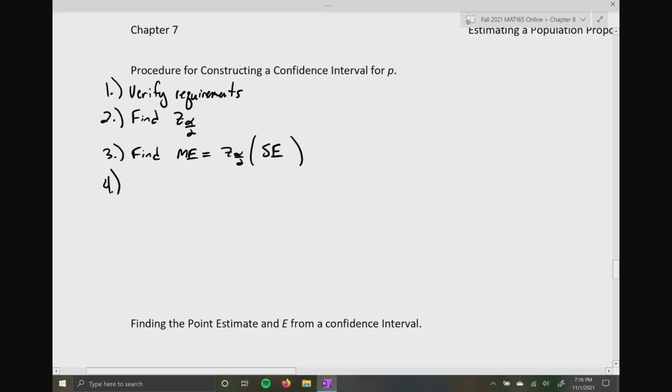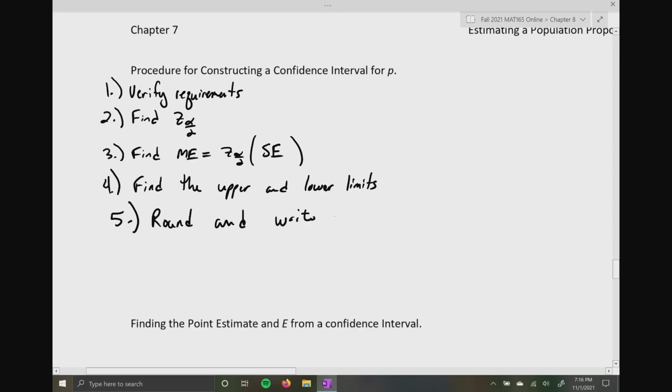Step 4, find the upper and lower limits. And then step 5, round and then write your interval. Okay? So what I'm going to do is I'm going to go ahead and do some examples of this first, okay? I know we got some other things we got to do in this lecture. This is a big lecture, all right? But it's because it's a lot of theory up front. Everything else from here on out is really easy, okay? But let's go ahead and let's do a couple examples.